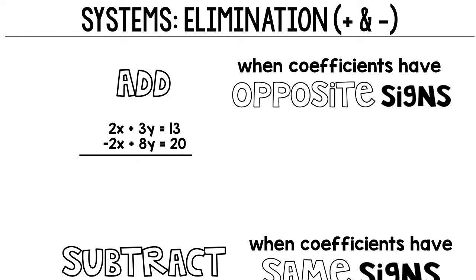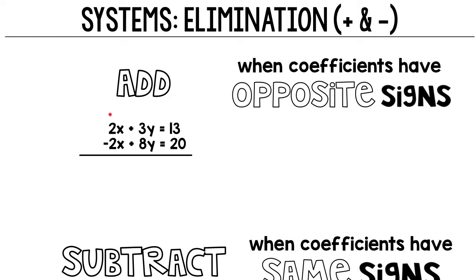Today we're talking about solving systems with elimination. We're going to start out slow today with addition and subtraction. Okay, so if we have two equations right here, 2x plus 3y equals 13 and negative 2x plus 8y equals 20. We can't solve this with substitution because neither of my variables has no coefficient. So we're going to use a new technique, elimination.